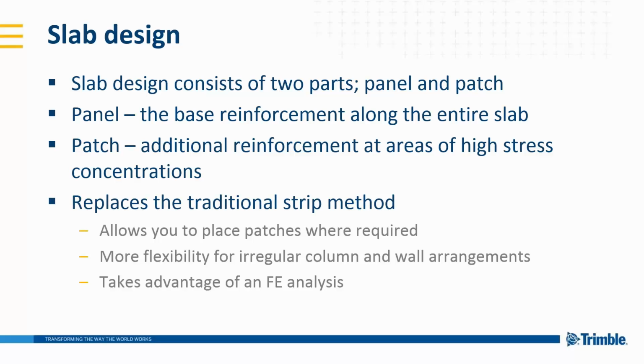The use of patches is intended to replace the traditional strip method, that is, using column strips and middle strips to design the different parts of the slab. This method allows you to place the patches only where required and use less reinforcement where it's not. It gives you more flexibility with the arrangement of columns and walls. You're no longer limited to a single line that defines the design area, but instead can now place patches at any arrangement. This method truly takes advantage of an FE analysis. We no longer have to limit ourselves to the strip method, which was created in order to calculate slab moments by hand. Instead, we can let the computer program show us where additional reinforcement is required.